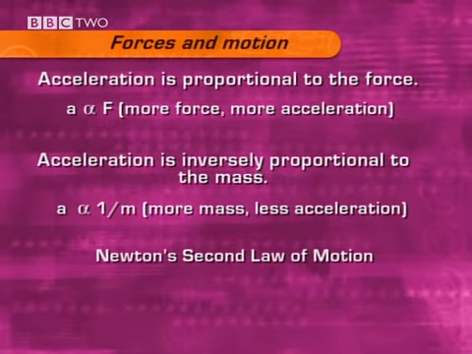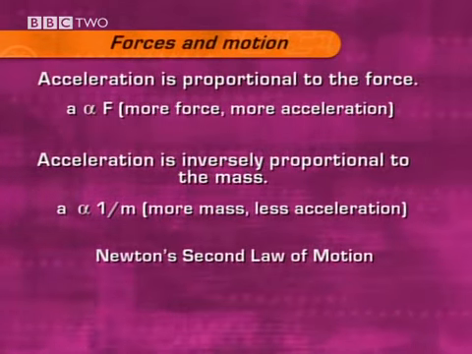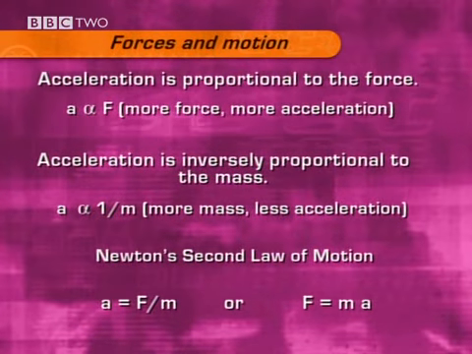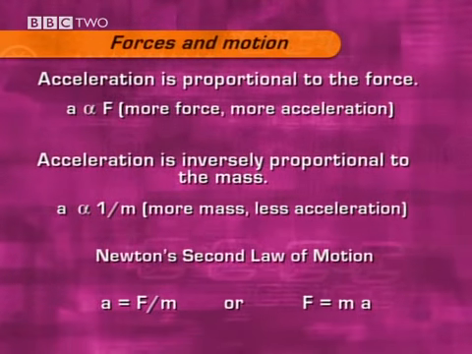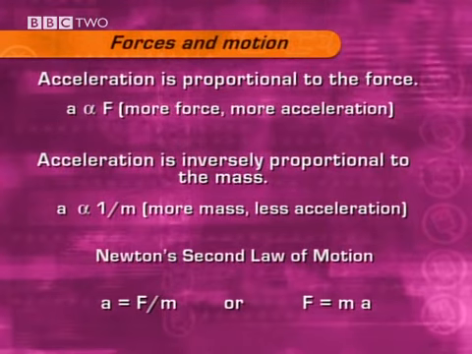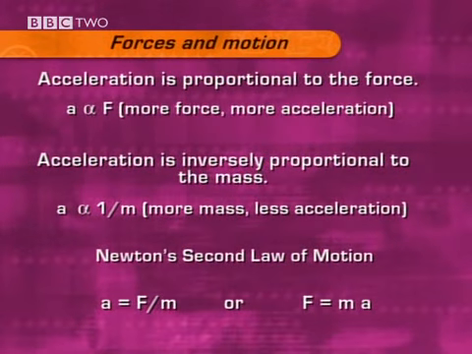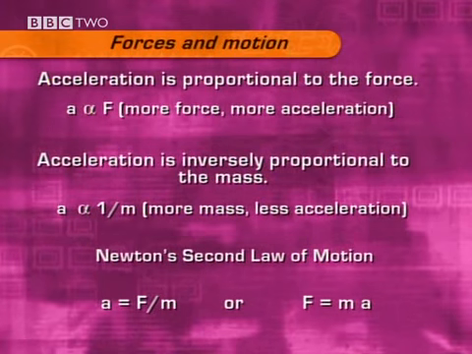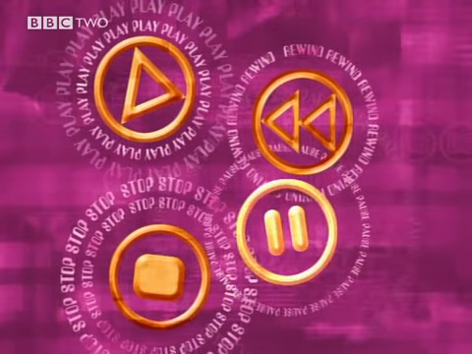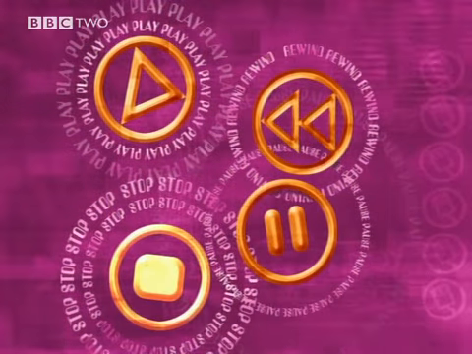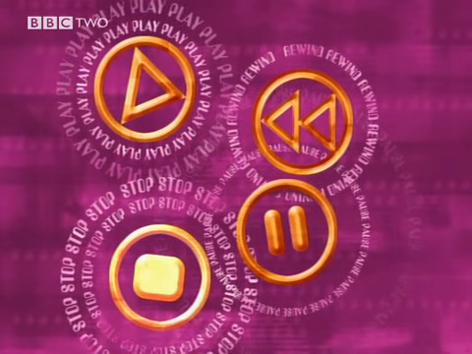Those two can be combined to give an equation. Acceleration a equals F divided by m, or the way it's most often written, F equals ma. Force equals mass times acceleration. That's it for forces and motion.